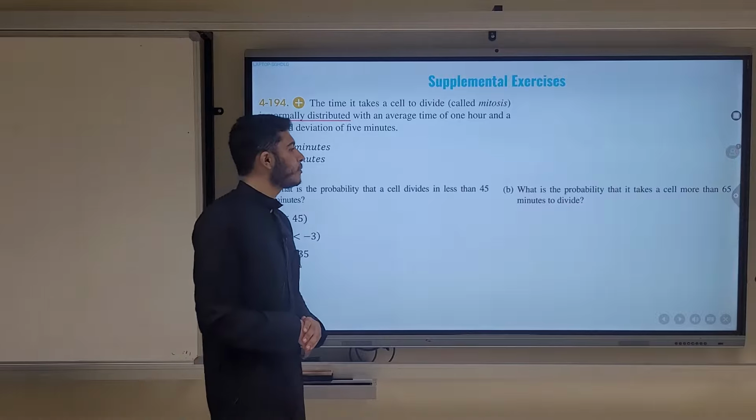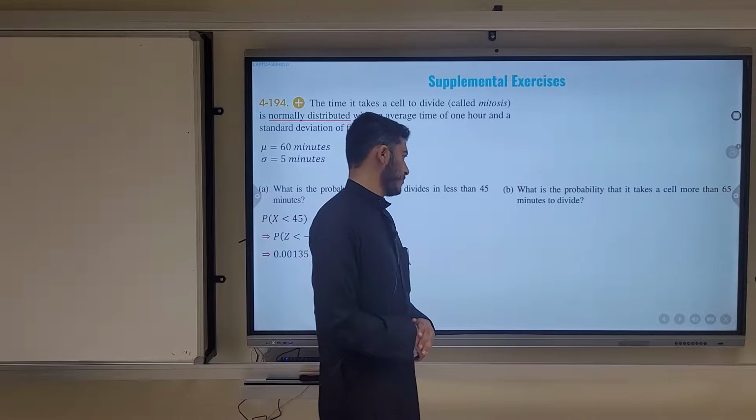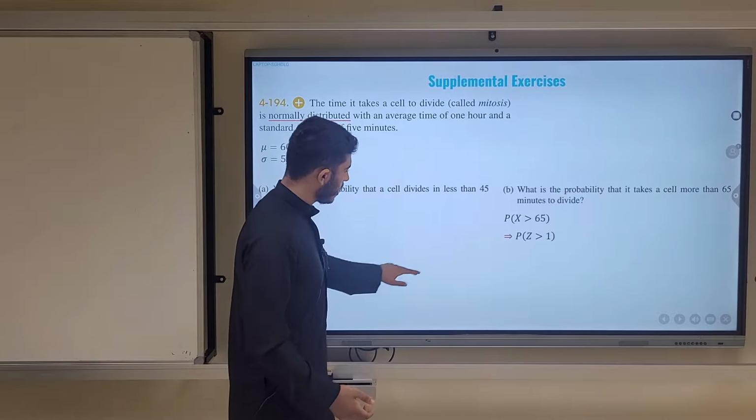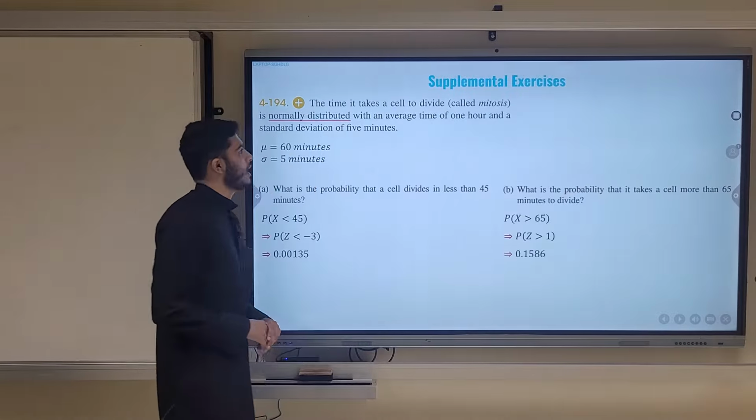Next one. What is the probability that it takes the cell more than 65 minutes to divide? Probability of x greater than 65. Standardize, solve, and you're going to get this answer at the end, inshallah.